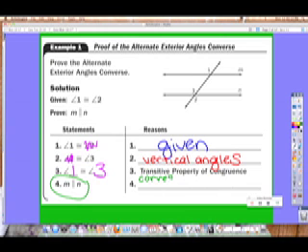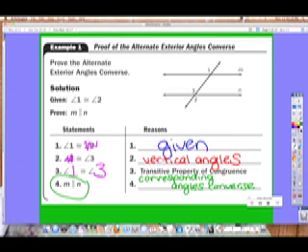Next part is solving using algebra. Ali, question? So couldn't you just solve the proof by saying alternate exterior, converse? Yeah, that'd be okay. We're just showing every single step. Okay, so here we go.